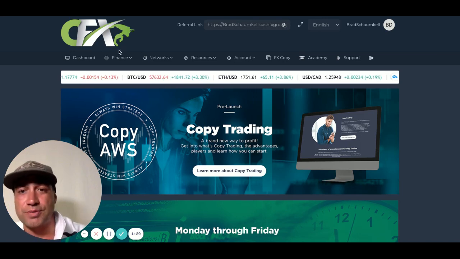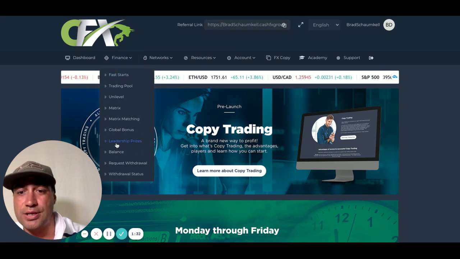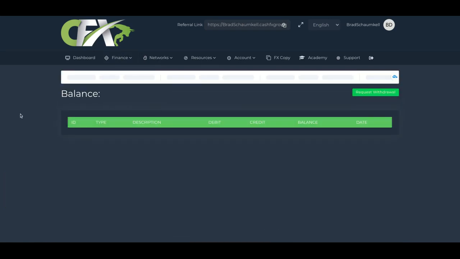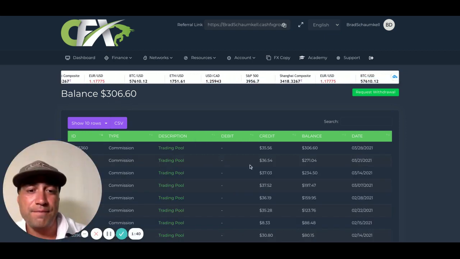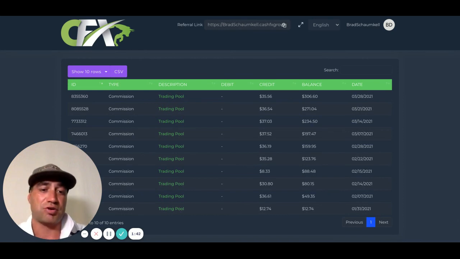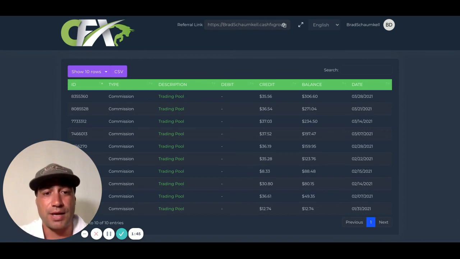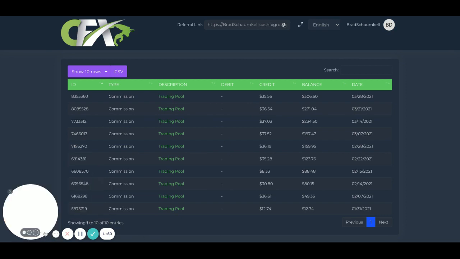So, let's just quickly jump in here to the balance section. As you can see there, $306.60, and that is after 10 weeks of trading from a $700 pack. So if we go through here, these are all of those weeks, let's just shrink that down a bit. So we go through the first week. I didn't earn a whole lot because I think it started trading probably halfway through that trading week. And then the next week, $36.